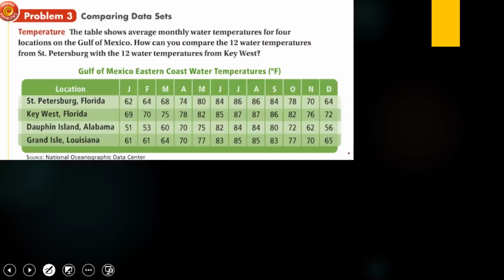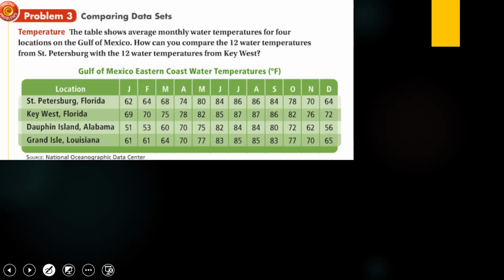Let's talk about now these data values here. I want now to compare the data values. To compare the data values, what did I need? I need to find the mean, the mode, the median, the range, and the interquartile range for the data that I want to compare.